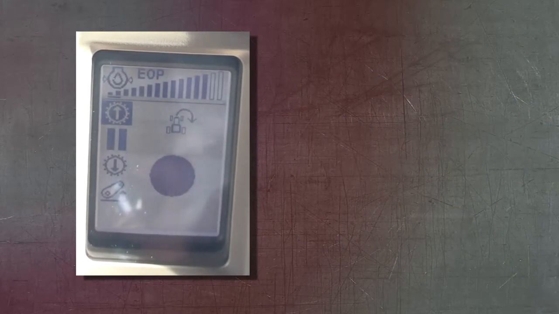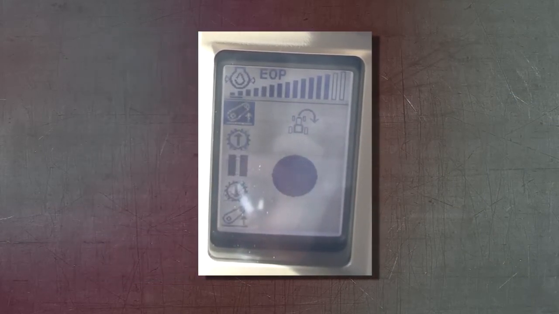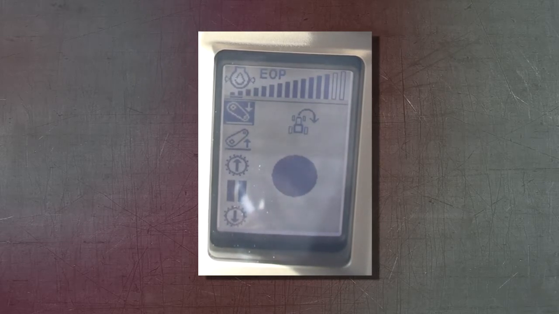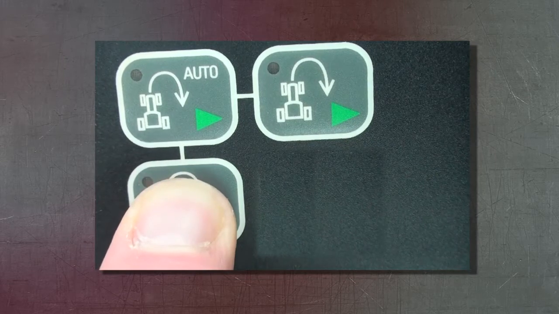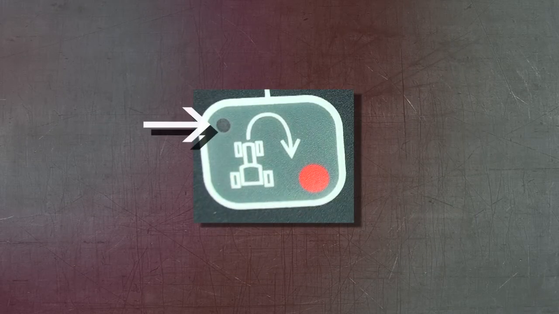functions required in order to work back down the rows, such as engaging auto guidance, lowering the implement, shifting up, and throttling up. Press the record button momentarily to save the sequences just completed. Upon exiting record mode, the switch's lamp will extinguish.